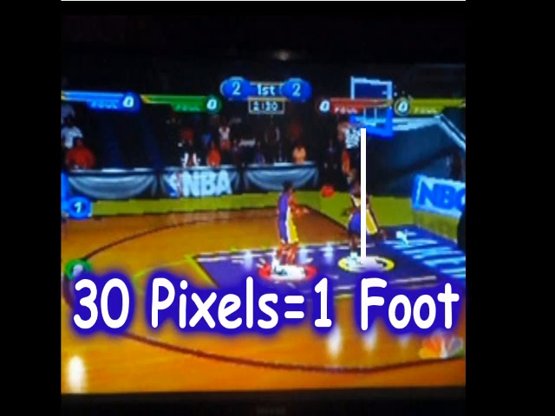Before we start, we'd like to make a few things clear. We took a still image from the game. We knew that the rim was 10 feet tall. And we put it on paint, and we found that there are 300 pixels between the rim and the floor. So therefore, 30 pixels equals 1 foot, and we'll be using that scale for all of our measurements the entire time.